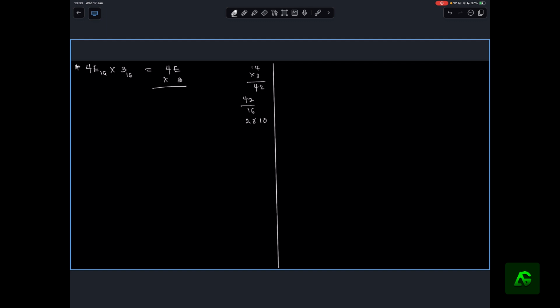So now we have a remainder of 10, right? And our 10, what does 10 represent? A, right? Yes. So here we are going to put down A. So now, these 2 here, we'll transfer it.